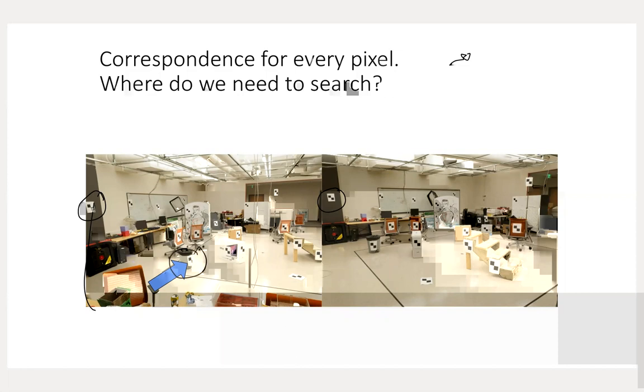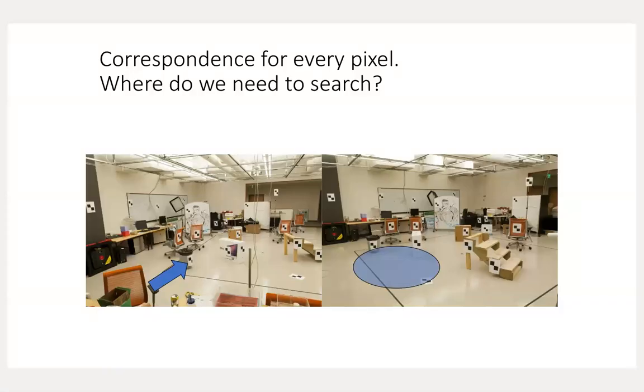For a human, it's quite easy to find, okay, this is my corresponding garbage bin, right? But for a computer vision system, it may not be as easy. Instead of looking through the entire scene, maybe we want to restrict the search to somewhere here. Maybe we know this is the approximate location of this bin, so we will just look for it here.